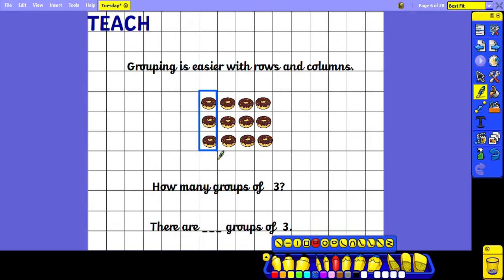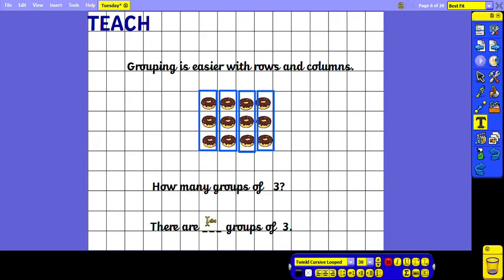So there's one group, 2 groups, 3 and 4. So we've got 4 groups with 3 donuts in each one. So there are 4 groups of 3.